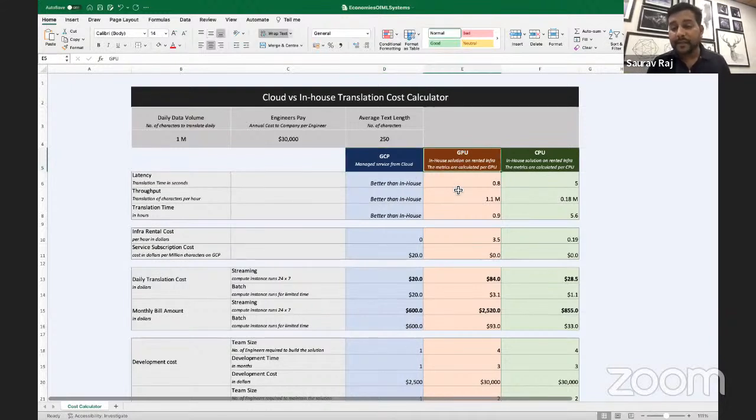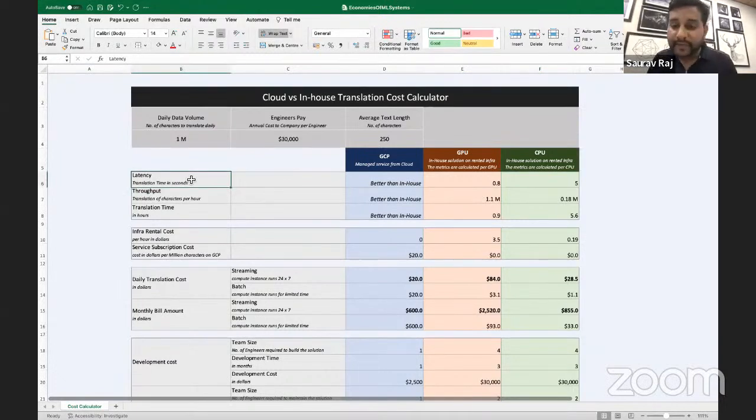The other one is the in-house solution that is going to run on GPUs. I'm simply calling it GPU, the section in brown color. And the next section is the in-house solution that is going to run on CPUs, the section in green. So these three sections are the ones in which we are going to compare how much we actually pay when we build a solution with respect to these three verticals.